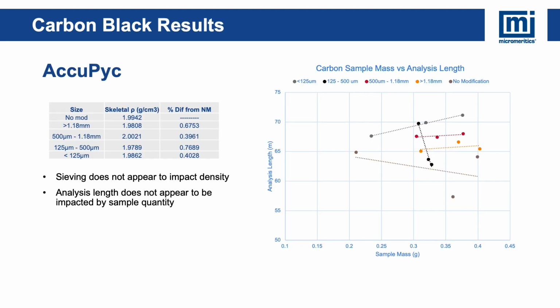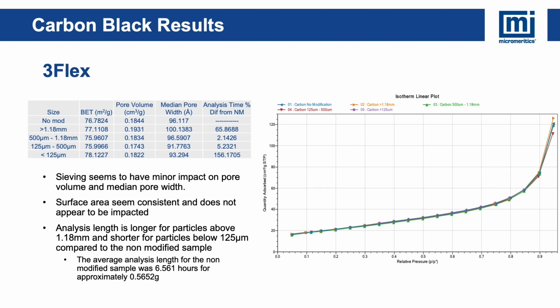Density results are consistent across the different size ranges. The analysis length does not appear to be impacted by the sample quantity. Results for the larger size ranges trend downwards until the smallest size range. The unmodified material's results fall somewhere in between, which is expected since it's composed of particles from the different size ranges. The analysis length increased for the particles larger than 1.18 millimeter and sub 125 micron, and decreased slightly for the remaining range groups.